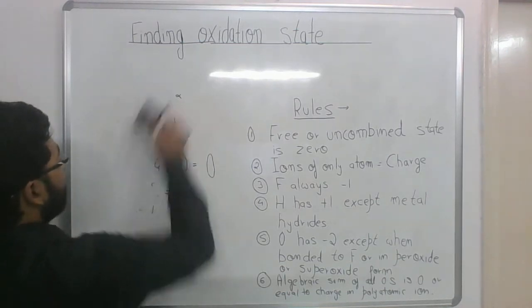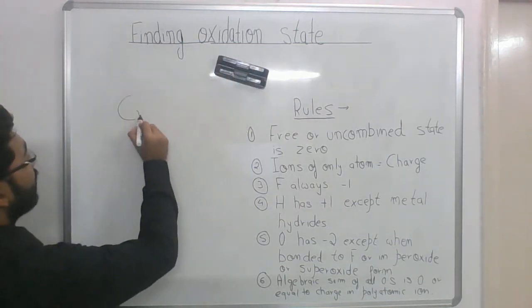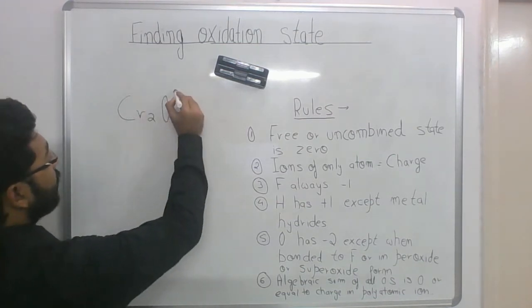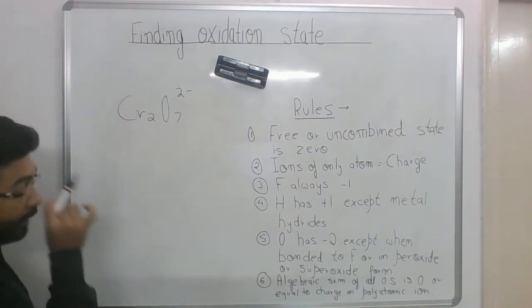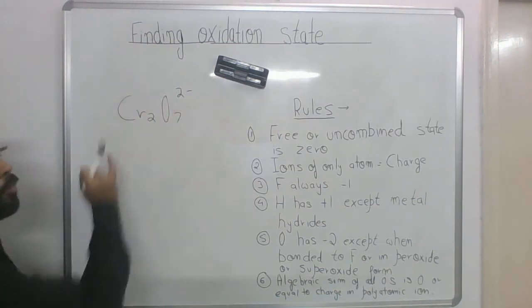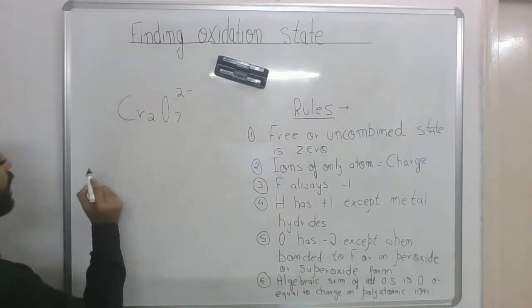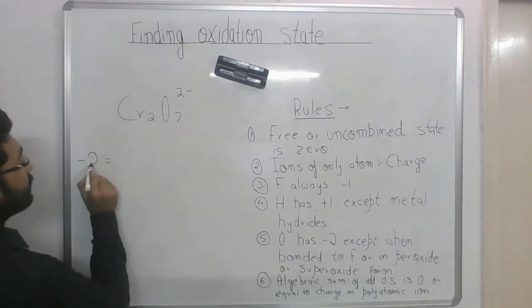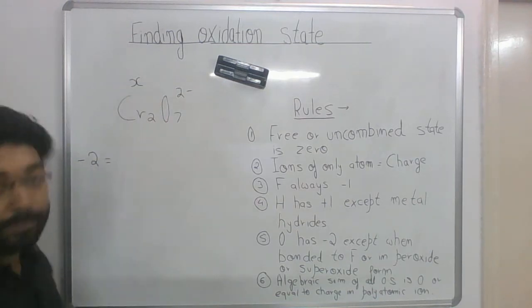Now let's take another example. We have to find the oxidation state of chromium in Cr2O7 2 negative, the dichromate ion. Since this is not a neutral molecule, this is a polyatomic ion. So by the 6th point, we know that the net sum will be equal to the charge itself, which is minus 2. Let the chromium have a formal charge of X.